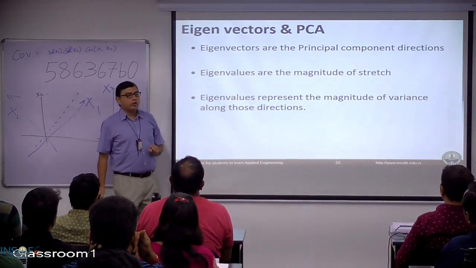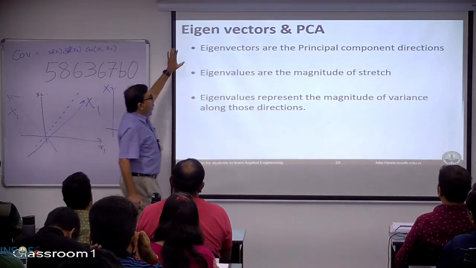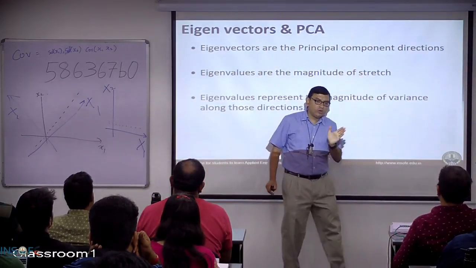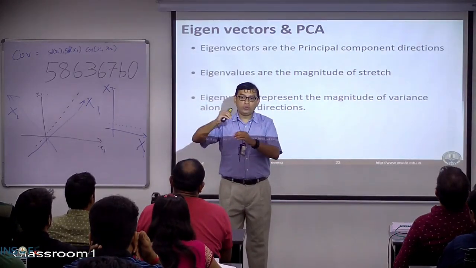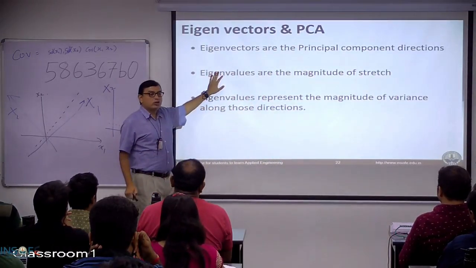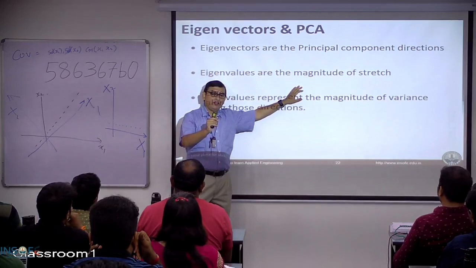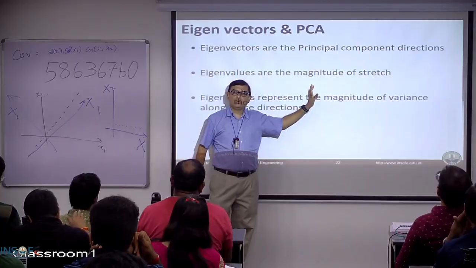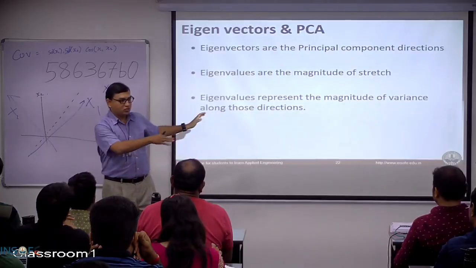So what we are doing now is this: the eigenvectors are the principal component directions. The direction of the eigenvectors turns out to be the direction of the axis along which you have maximal variance. The eigenvalues, which refer to the magnitude of stretch, are nothing but, in the new coordinates, the variance along that axis. That's what the eigenvalues are. Okay. I'll come back and we'll see that this is true in a second.